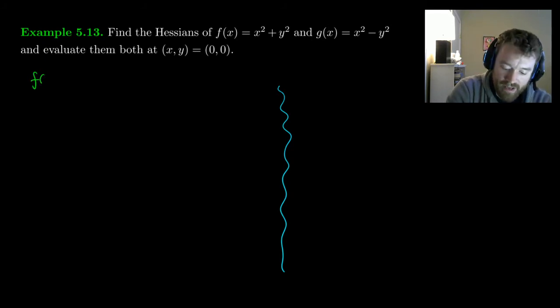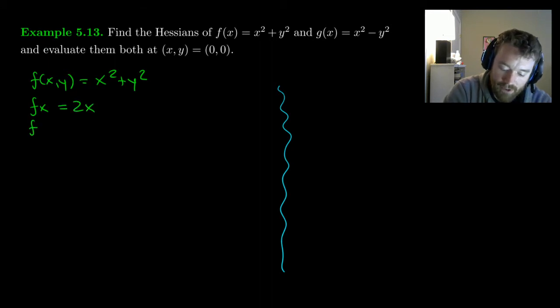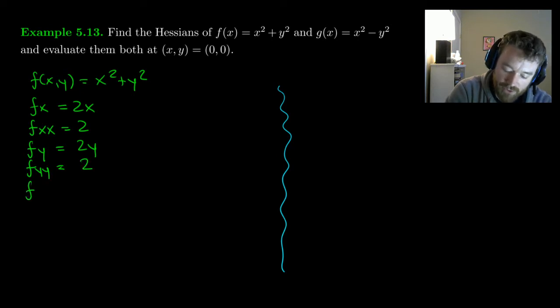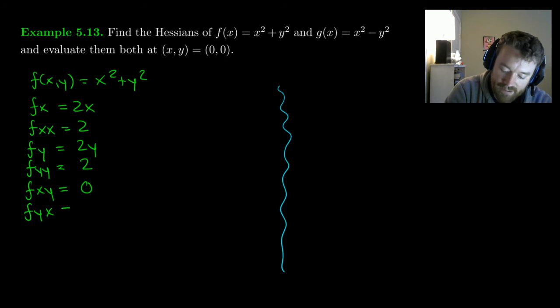So f of xy is equal to x squared plus y squared. If I want to know what fxx is and what fyy is and what fxy and what fyx are, I first have to find fx. So a first partial with respect to x is 2x. A second partial with respect to x is 2. A first partial with respect to y is 2y. A second partial with respect to y is equal to 2. And if I look at their mixed partials, fxy, that's a derivative of 2x with respect to y, that's going to be 0. And fyx is equal to 0.